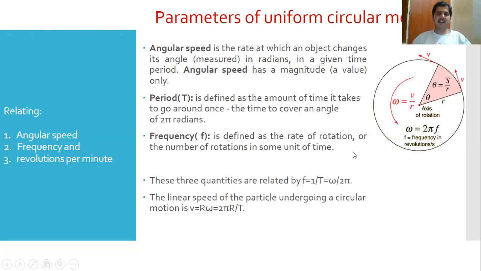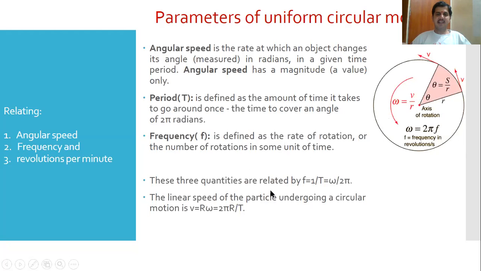Frequency is defined as the rate of rotation, or the number of rotations in some unit of time, right? How many rotations does it perform in one unit of time? Let us say 3 rotations are possible. Then you can say that the frequency is 3 times per second. So in 1 second, what is the number of rotations possible? Usually the unit of frequency is hertz.